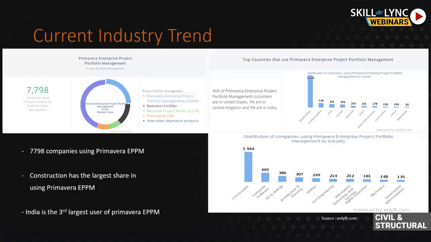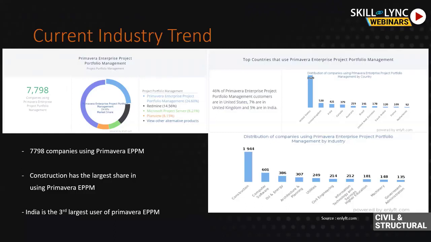Looking at the current industry trend, you can see there are around 7,798 companies. This is from Enlyft, but the majority of them are using Primavera Enterprise Project Portfolio Management. This is the cloud-based database management for Primavera, 24% of that. Then there is Redmine, Microsoft Project Server, PlanView. But Primavera is heading the list because most of the complex projects are handled through Primavera. Top level organizations tend to prefer Primavera more than the other software because of the utility of this software.